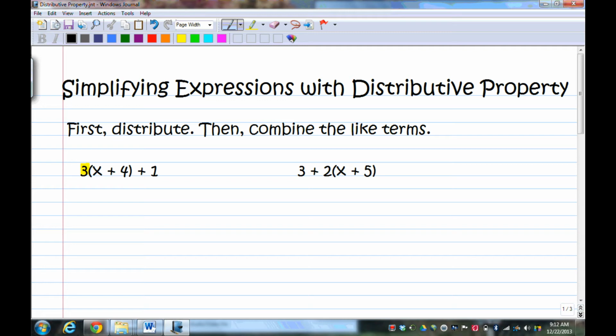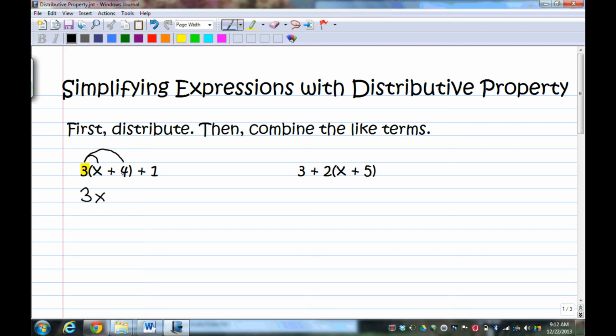plus 4. The way that you would do that is take this 3 times the x and 3 times this positive 4. 3 times x is 3x. Remember, when a number is next to a variable, it means multiplication, so that means 3 times x. We can't actually multiply it until we know what x is, so that's how we write it.